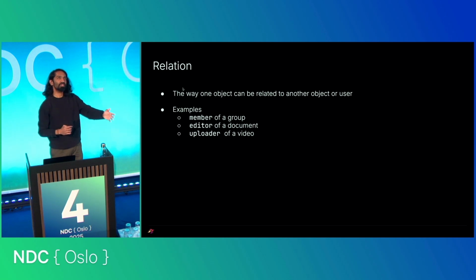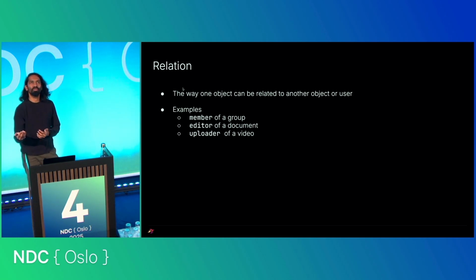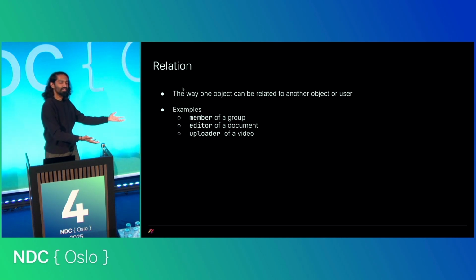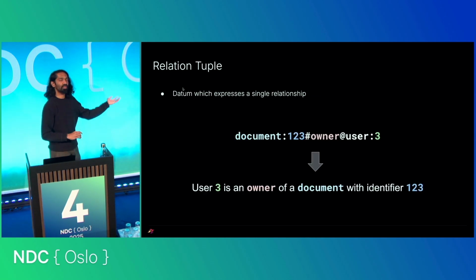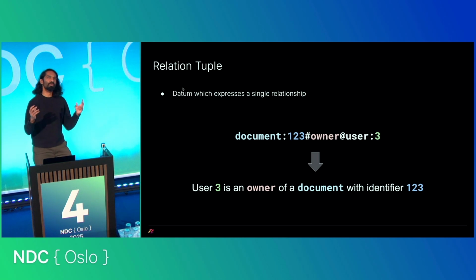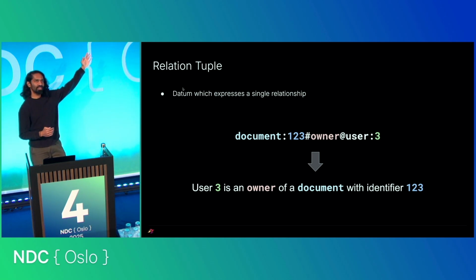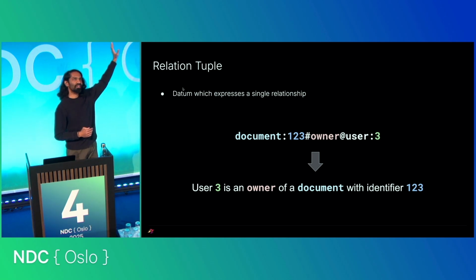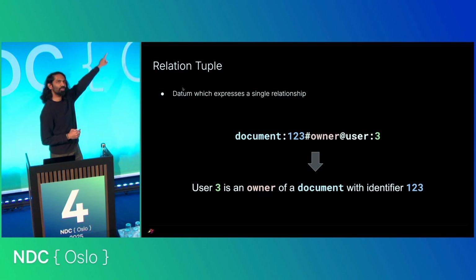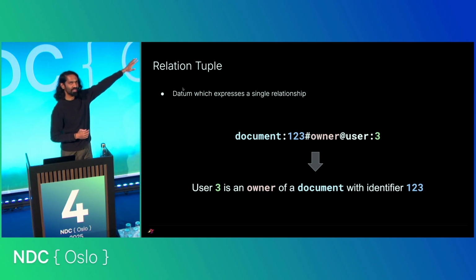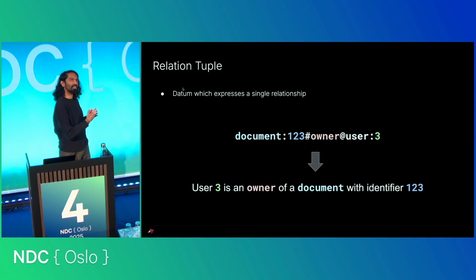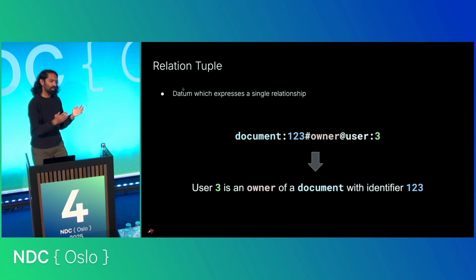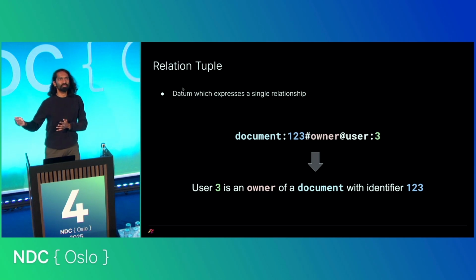So now that we have this, we need a way to represent this information so that we have it in code. And the format that Zanzibar came out with is called a relation tuple. Right? And it's expressed in something that looks like this. Now, this might be confusing to read, and totally blame Google for this, but you start with the hashtag and look at what's on the right-hand side. So user number 3 is the owner of the document number 123. So that's the way to express the relationship between a user and an object.